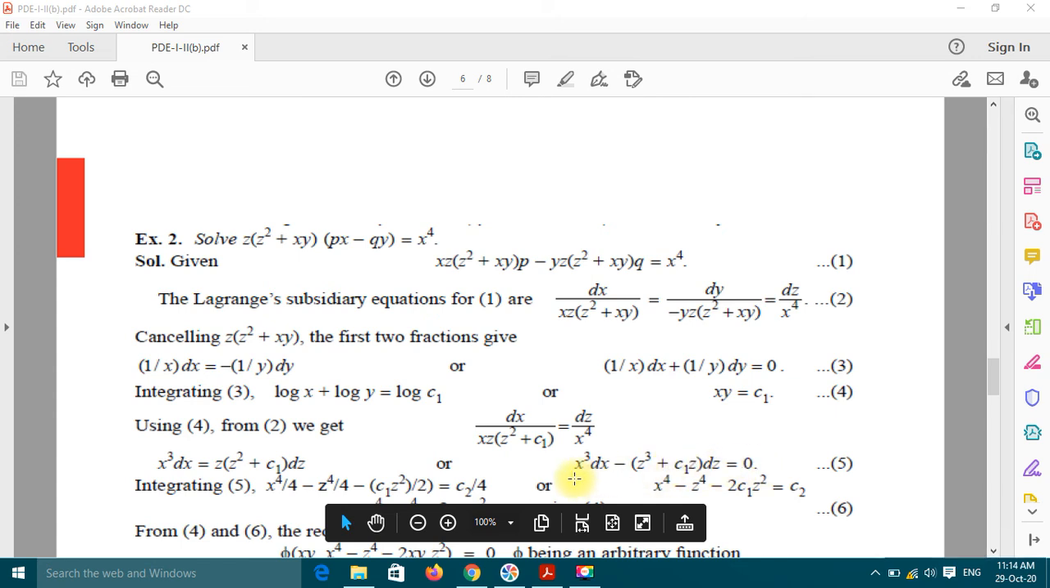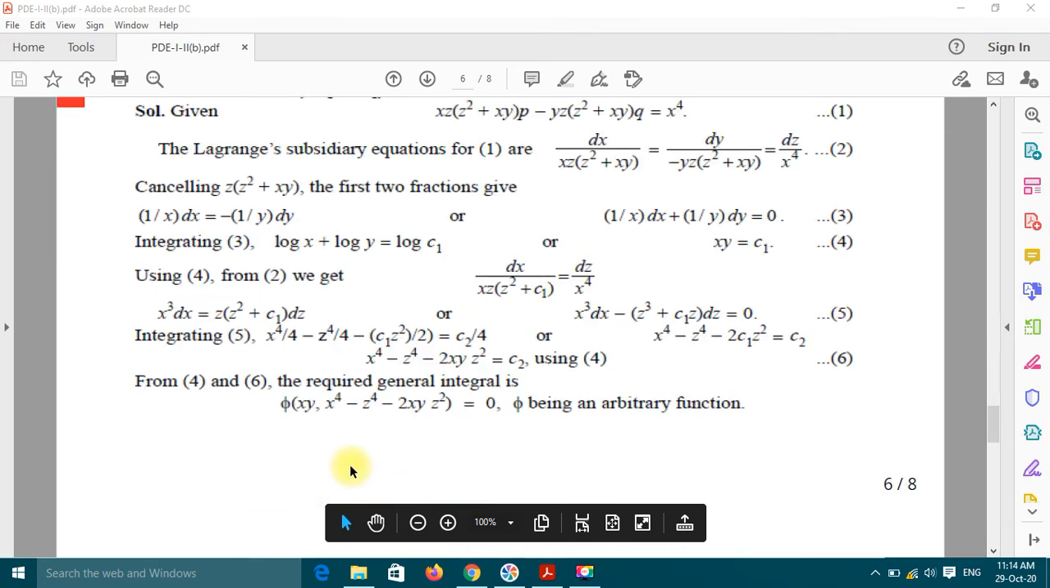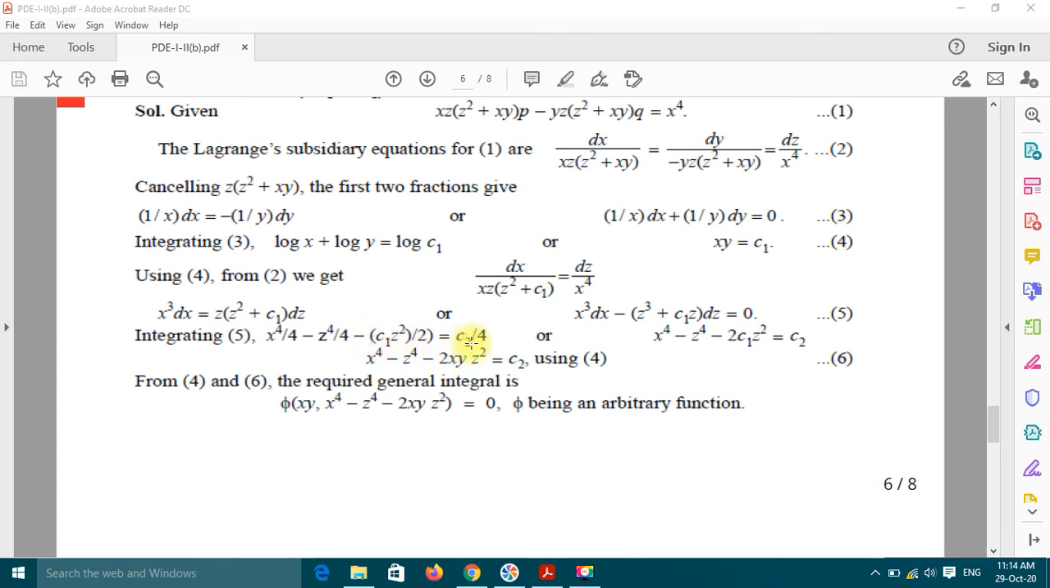Now integrate it, we get x⁴/4 − z⁴/4 − c1 z²/2 = c2/4, where c2 is an arbitrary constant. So x⁴ − z⁴ − 2xyz² = c2. This is our second solution.